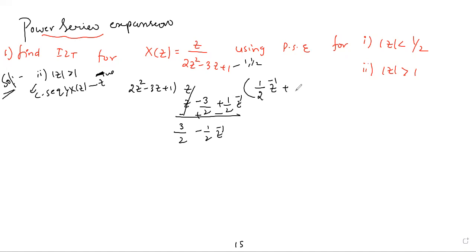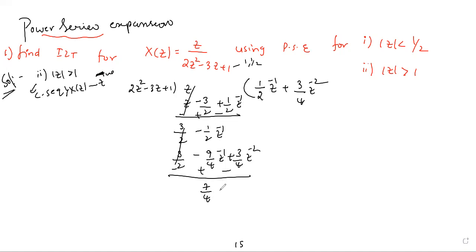Now I want a term here such that when I multiply it with 2z square, I get 3 by 2. So 3 by 4 z power minus 2. Multiply 2z square with 3 by 4 z power minus 2, you will get 3 by 2. Next, minus 3z into 3 by 4 z power minus 2 gives minus 9 by 4 z power minus 1 plus 3 by 4 z power minus 2. Now again subtraction: minus 9 by 4 minus 1 by 2. 9 by 4 minus 1 by 2, you will get 7 by 4, I think.